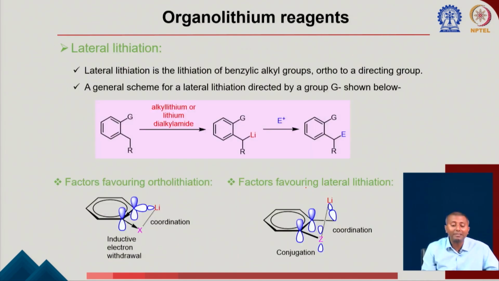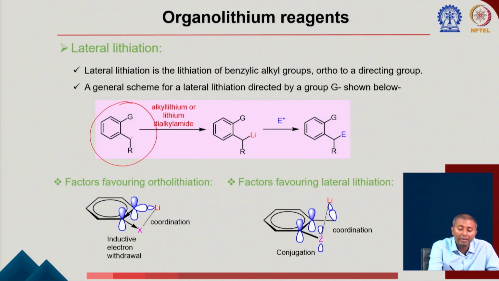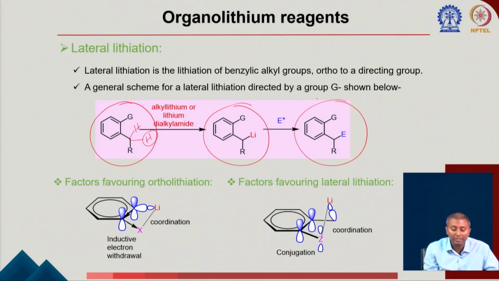Then we are going to talk about the lateral lithiation. So if you have some sort of a benzylic group here, and you have a directing group on the benzene ring, then it is able to abstract this proton from here to generate the corresponding lithium, which is going to form some sort of a chelate to stabilize it, and it is going to react with the corresponding electrophile. Again, this type of inductive electron withdrawal is a very important thing here. That is another important factor for this reaction going towards the product.